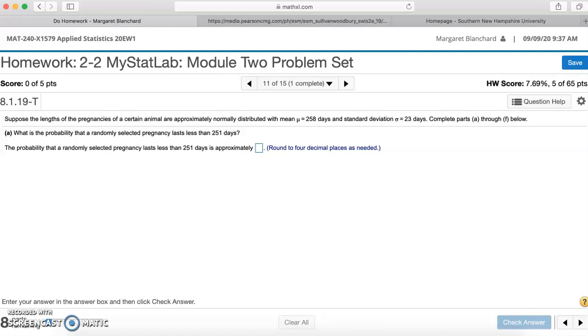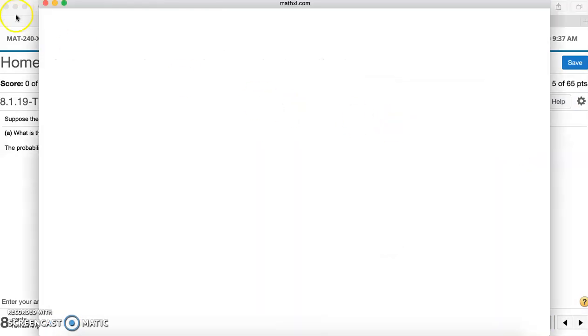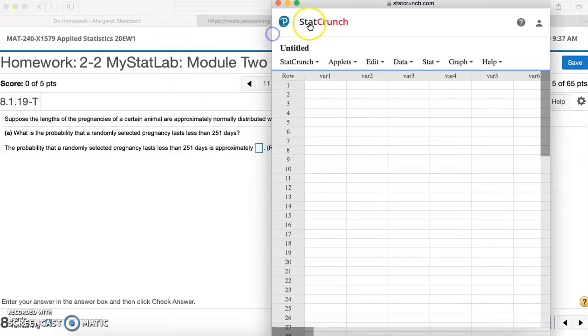Part A, what is the probability that a randomly selected pregnancy lasts less than 251 days? Well, first, we're assuming it's normally distributed, but we don't have a standard normal distribution. That means we can't use the standard normal distribution table or that Z variable yet. But what we can do is use StatCrunch. So let's go ahead and go to question help in theory. There we go. StatCrunch. We're going to make this a little smaller.